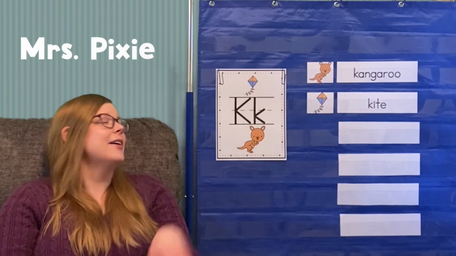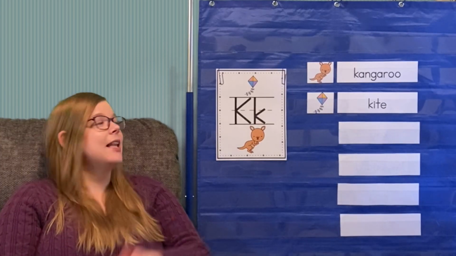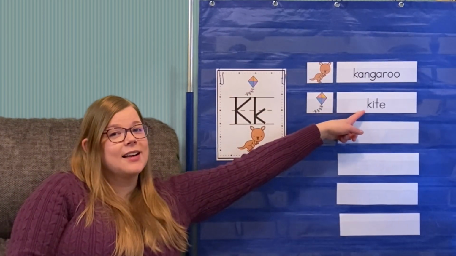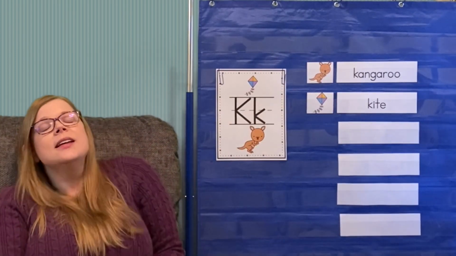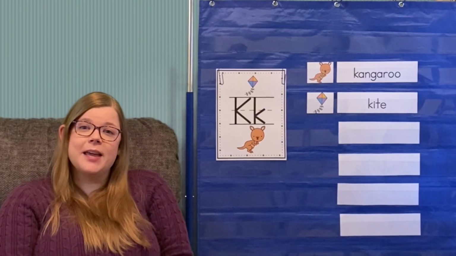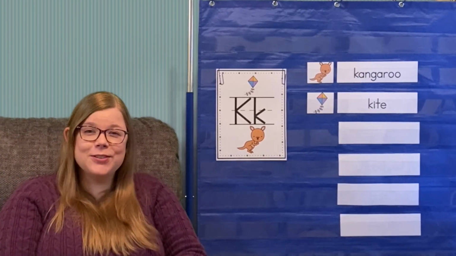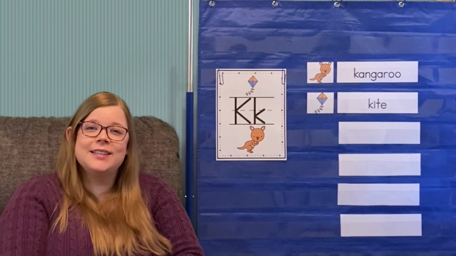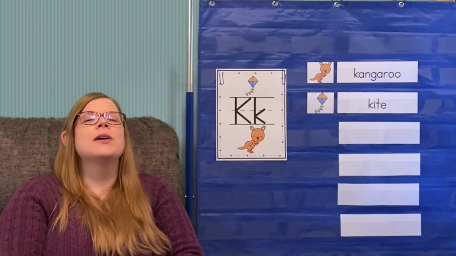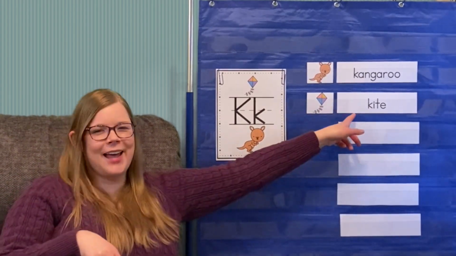Today is all about the letter K. The letter K makes a k k sound, like in kite, k k kite, and kangaroo, k k kangaroo. To help us remember the sound that the letter K makes, we're gonna pretend that we're kangaroos and hop when we say the k k sound. Can you do that? K, k, k. Great job. Are you ready to sing the letter K song with me? We're going to say k, k, kangaroo and k, k, kite.